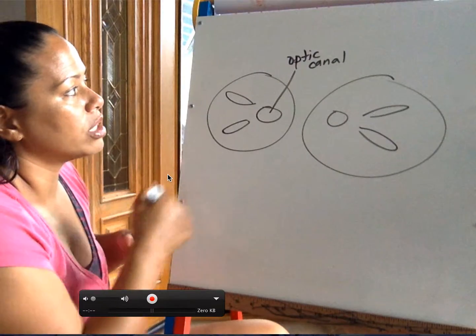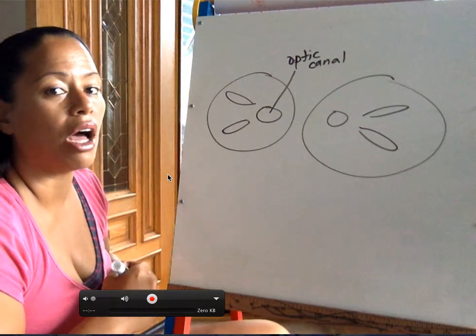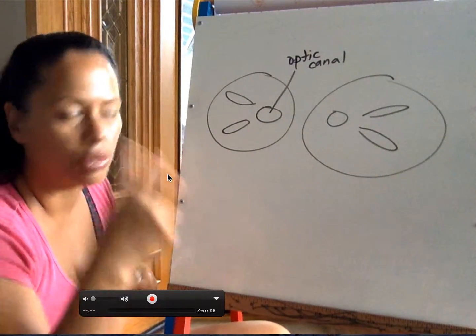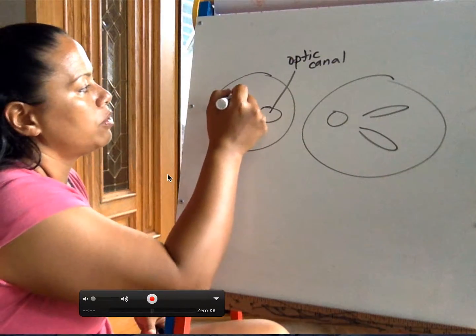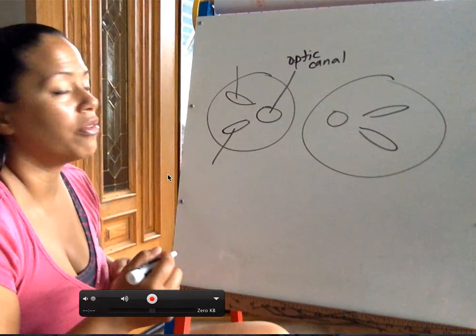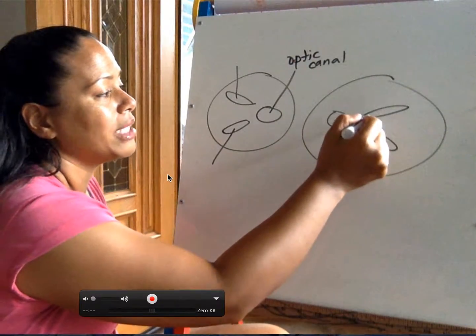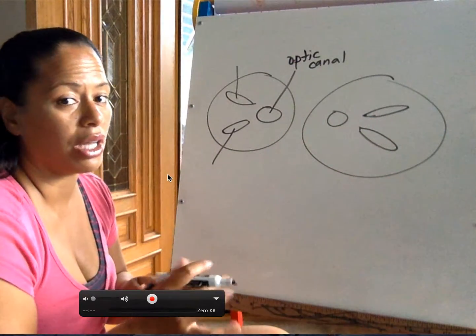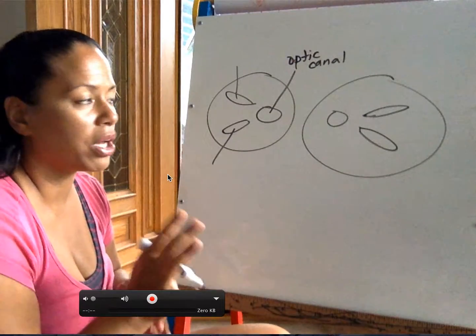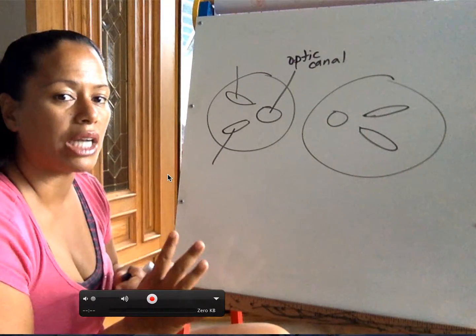So optic canal is basically a hole that allows the passage of the optic nerve, right? Cranial nerve 2 for vision. And then I have two fissures, one above and one below. You don't have to know what passes through it. That's the fun part. I love doing that for upper division courses, but for our level, we just have to know how to name it.